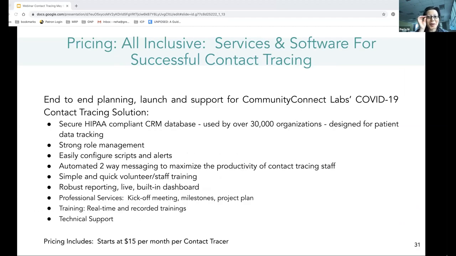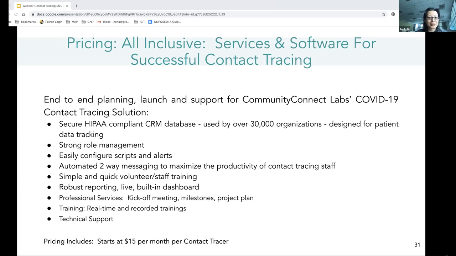We often get this question about pricing. We know you're under a lot of stress with pricing. We are a nonprofit, and so we really try to reduce the costs for you as much as possible. No one here is making money from providing these solutions. We provide all-inclusive pricing, including all the services to help you be successful, as well as the software.